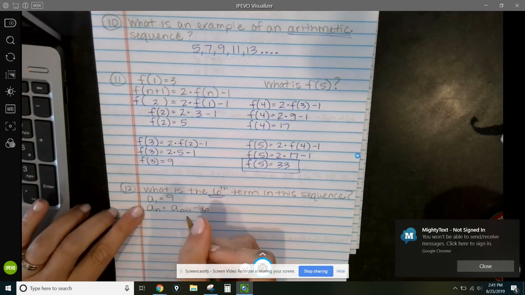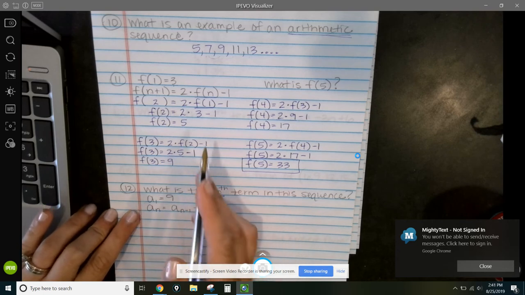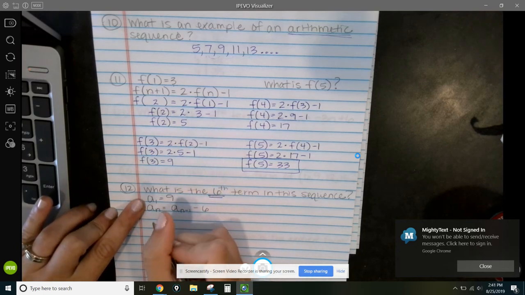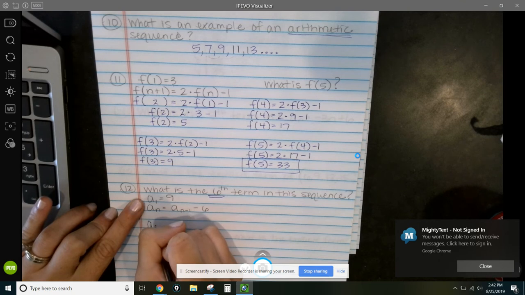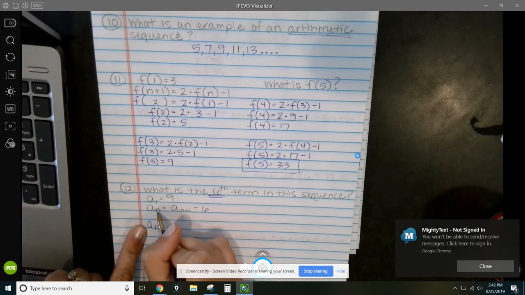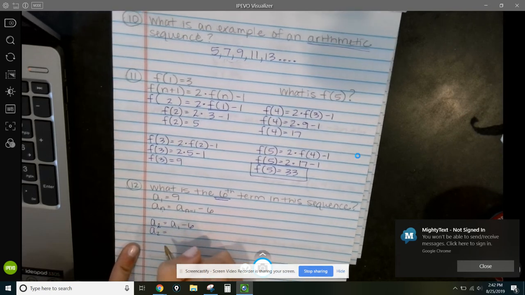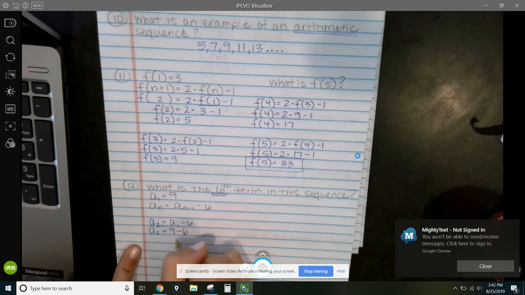So if I know a of 1, I'm going to plug that in and do the exact same thing that I did up here. So let's try plugging that in. So I want to now try to find a of 2, because I already know a of 1. So I'm making n into 2, which means that 2 minus 1, this is where I'm going to put a of 1. So equals a of 1 minus 6. So a of 2 is going to equal 9 minus 6. So a of 2 is going to equal 3.